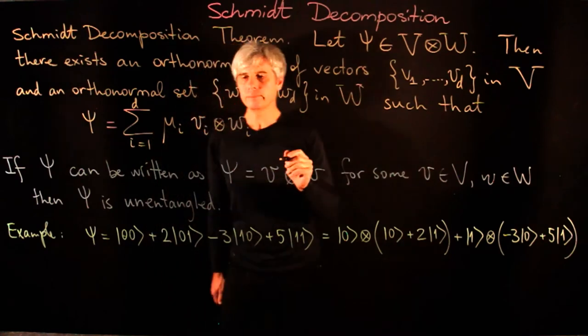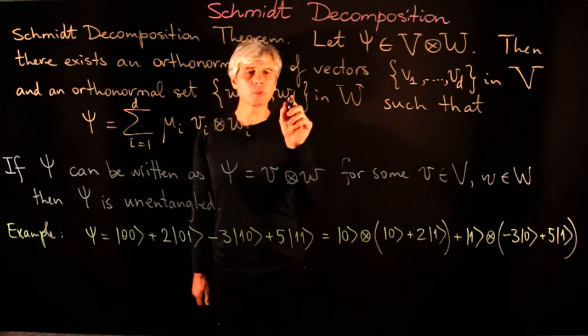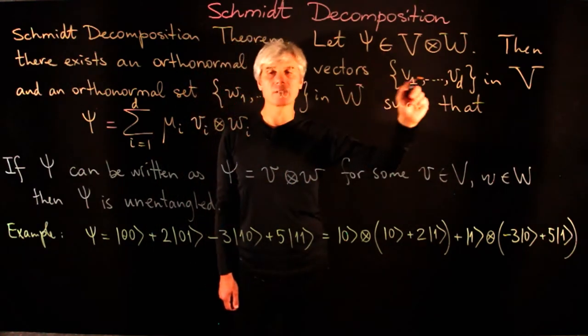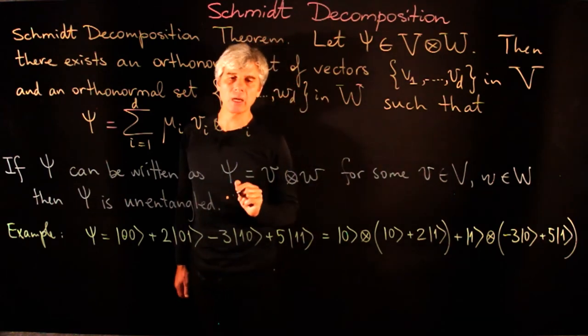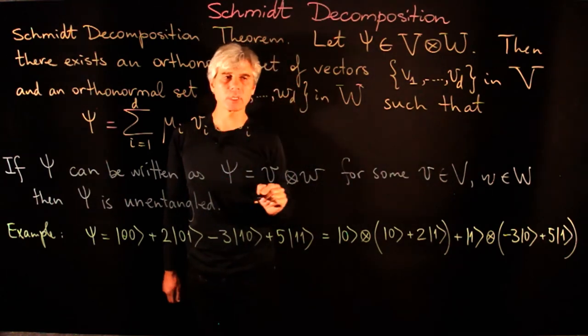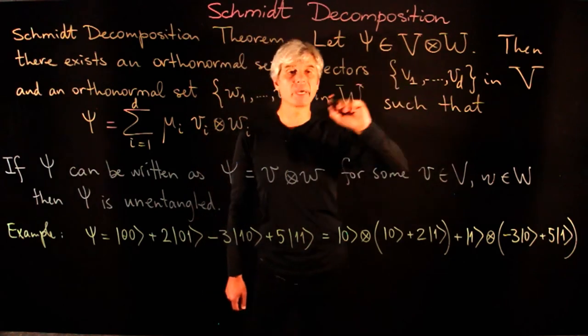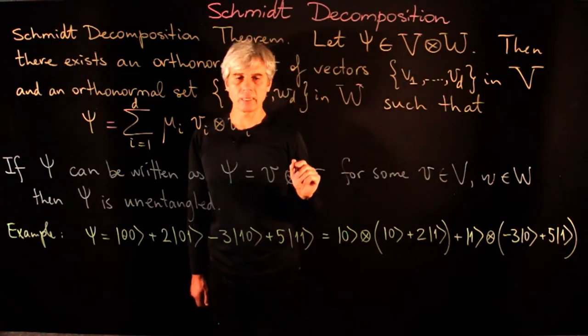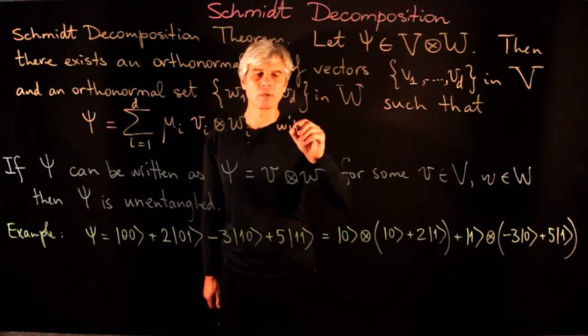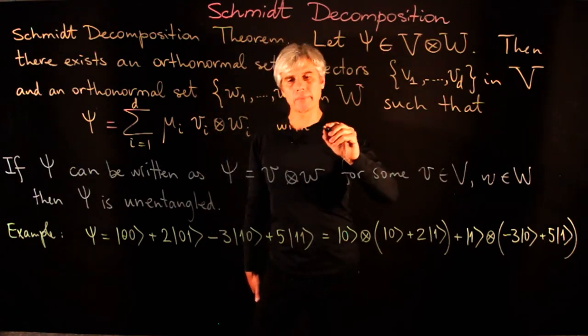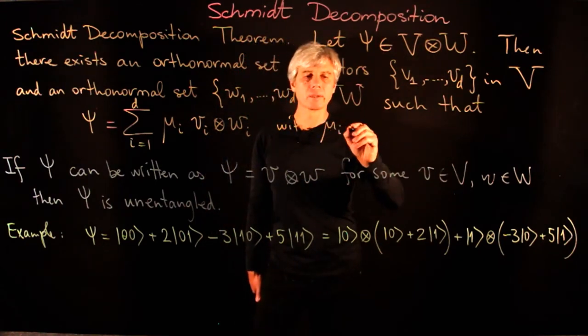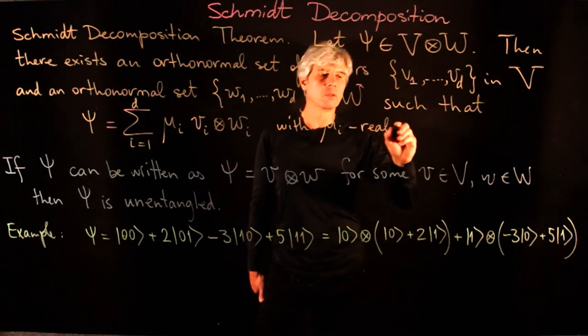Here we note that these are not standard basis vectors. These are just some orthonormal sets of vectors, and they are not necessarily bases, actually. And here the mu_i's are real non-negative.